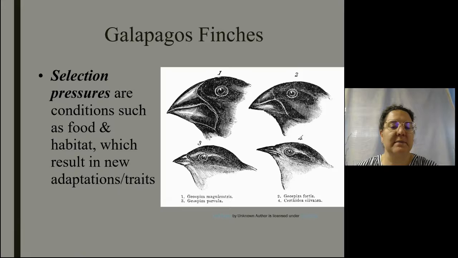And one of his main points of research was on the Galapagos Island finches. And he documented different selective pressures, like food and habitat availability, which resulted in the adaptation of new traits due to the availability of different food on these different islands.